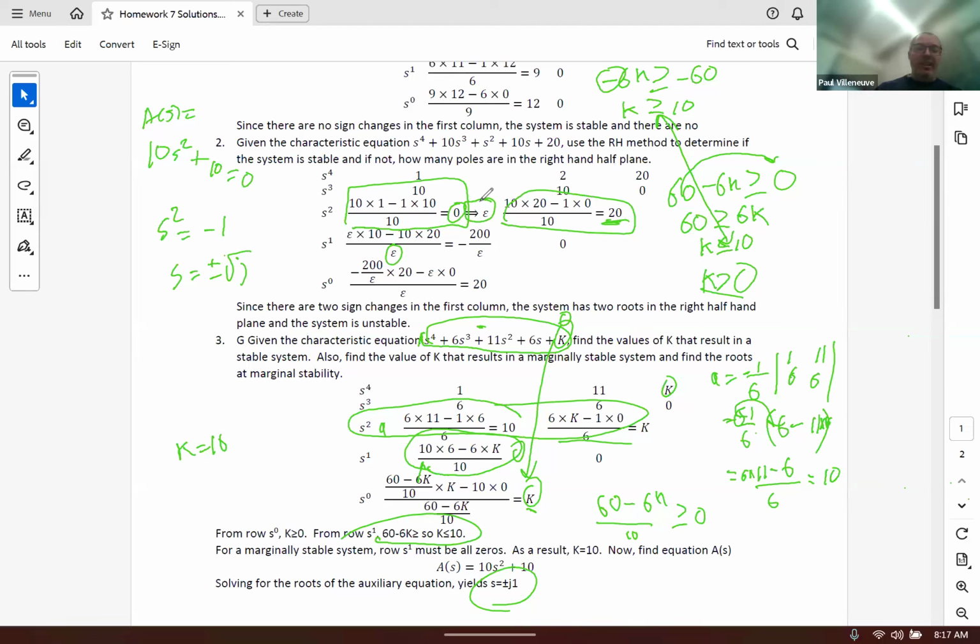You use the auxiliary equation. That's this part right here. See, there's both zeros here. So that's when I have to use that auxiliary equation.